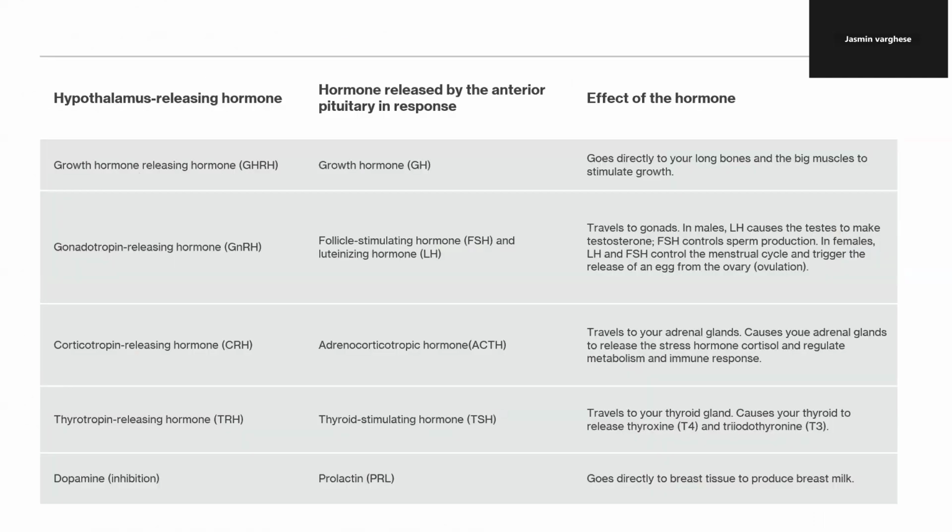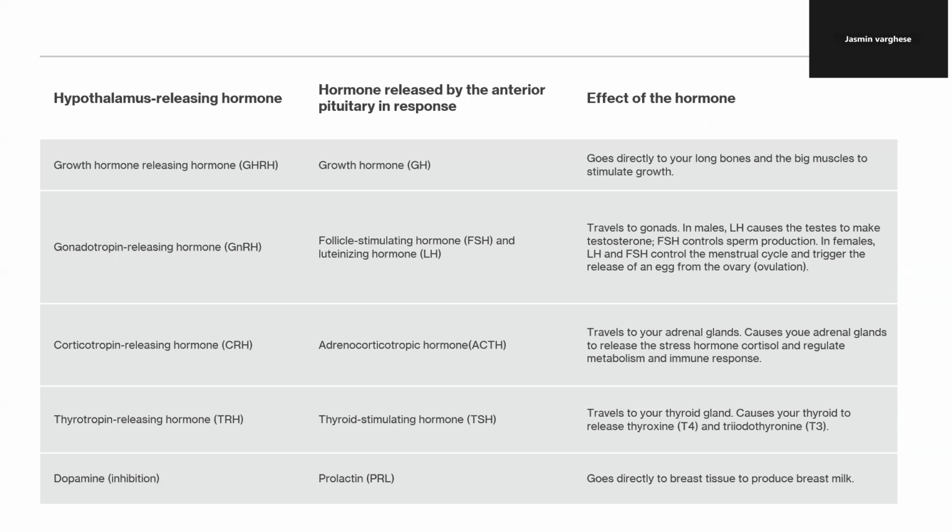The hormones released by the anterior pituitary in response are GH or growth hormone, FSH and LH. FSH means follicle stimulating hormone and LH means luteinizing hormone. Then ACTH means adrenocorticotropic hormone. TSH means thyroid stimulating hormone. PRL means prolactin. So these are all the major hormones released by the hypothalamus and pituitary gland: the hypothalamus by GHRH, GnRH, CRH, TRH, and dopamine; the anterior pituitary by GH, FSH, LH, ACTH, TSH, and PRL.